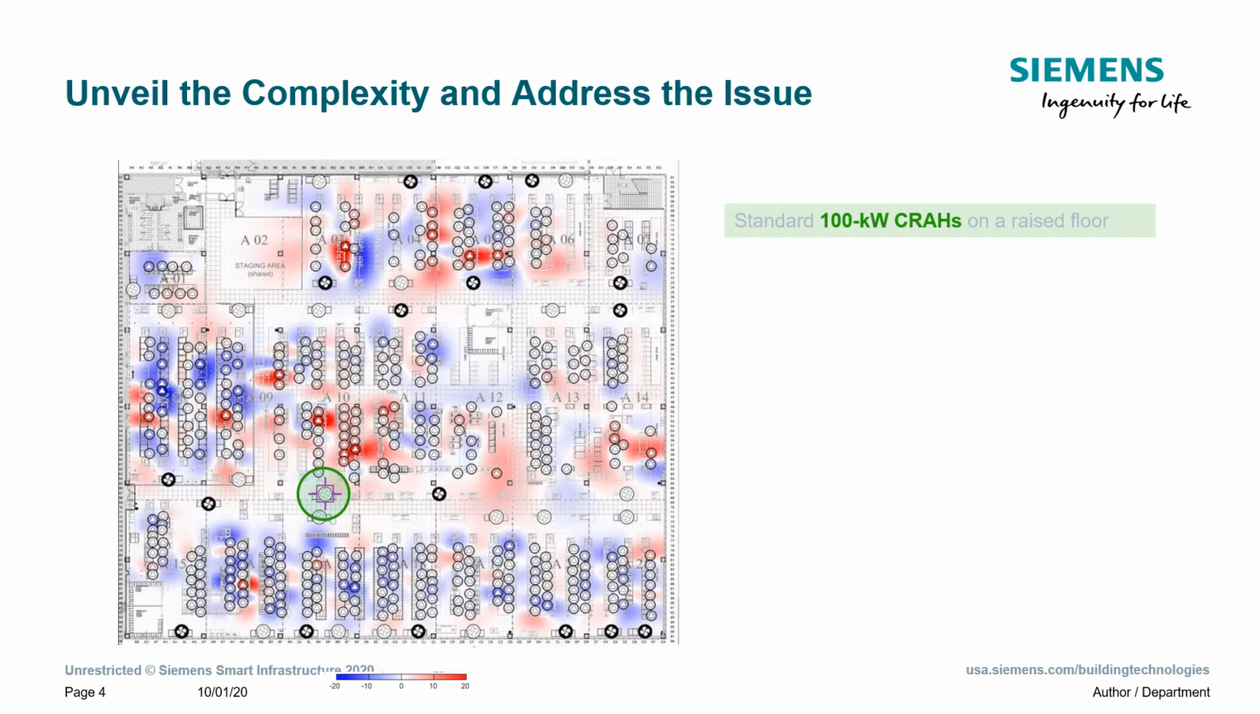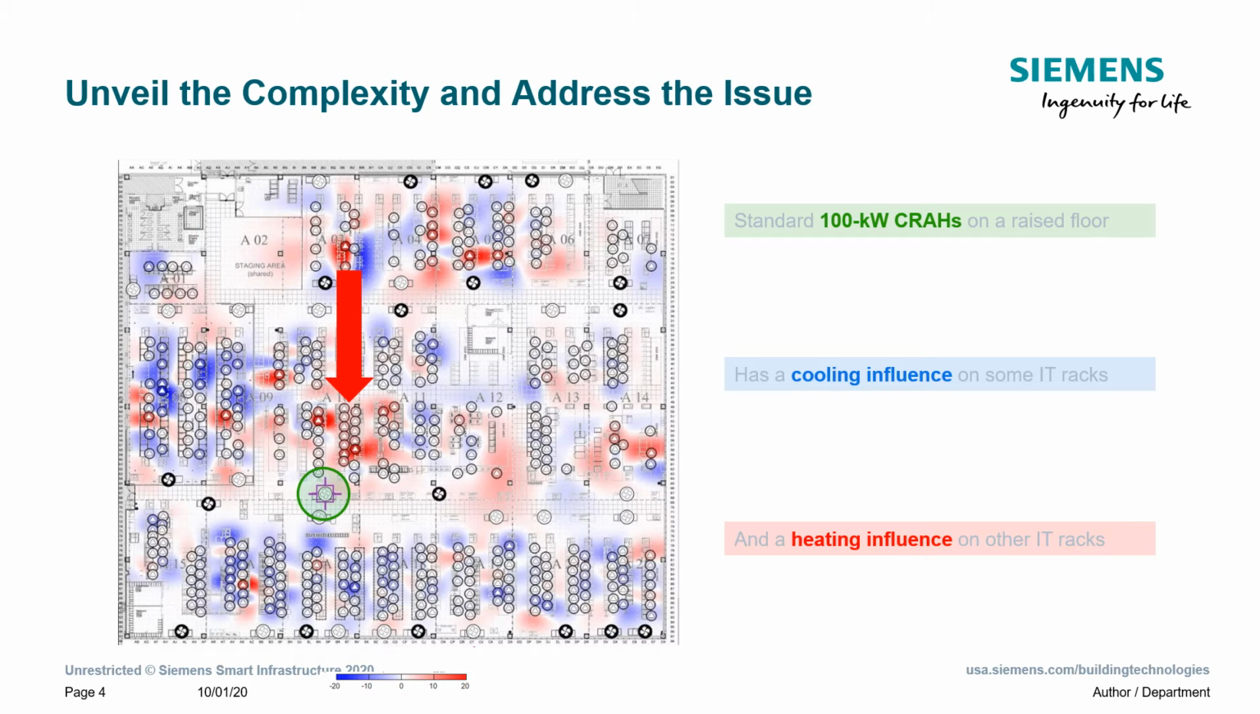When I select a CRAH unit on the map, I can see that unit's influence in the environment. When this CRAH unit is turned on, we see the cooling effect in the space. But notice that these racks are hotter. This means that when this unit is turned on, it also creates a heating effect on some racks in other areas of the data center. In this case, the heating influence is happening directly in front of the CRAH unit when you would think that the result should be just the opposite.